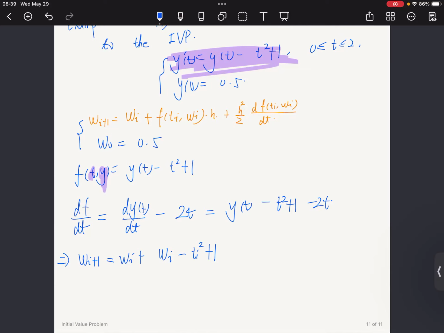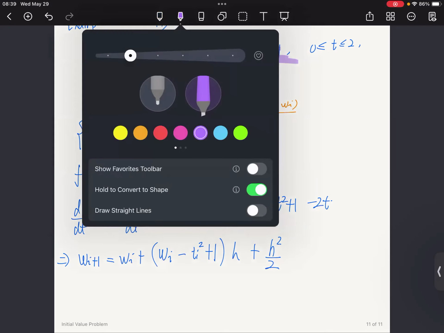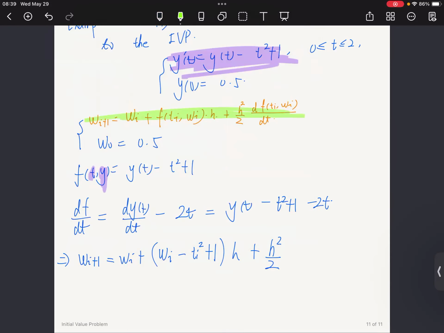And next, let's see, actually I have two. This is h, and then h squared divided by 2. I'm going to write this formula here. And with the functions, I already know the df/dt here.